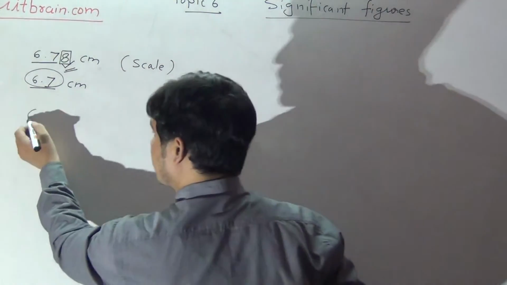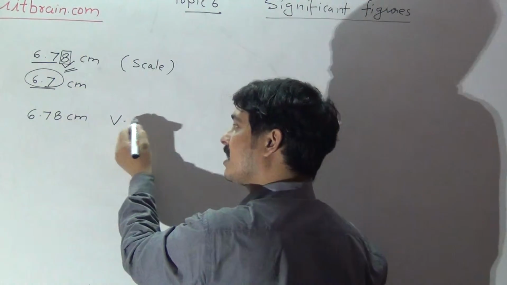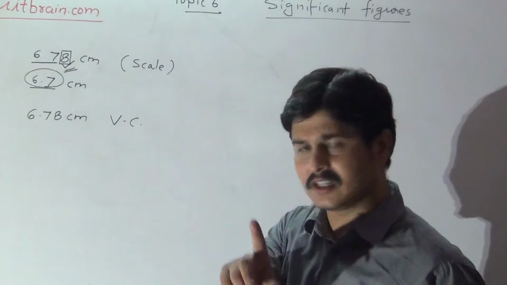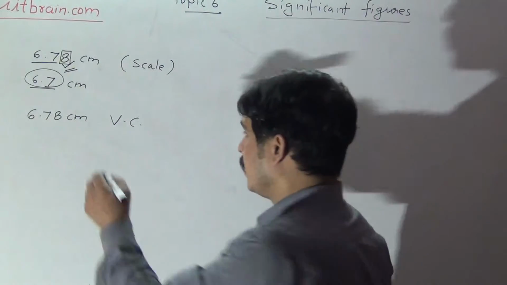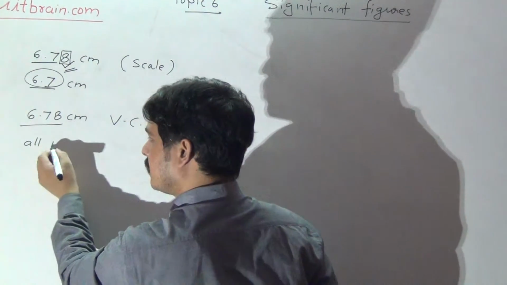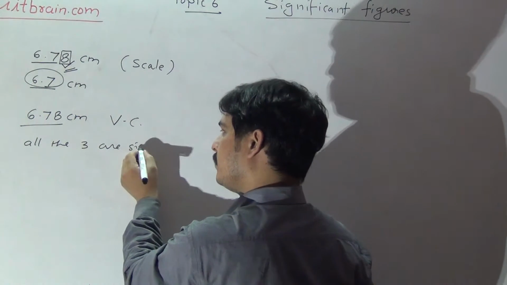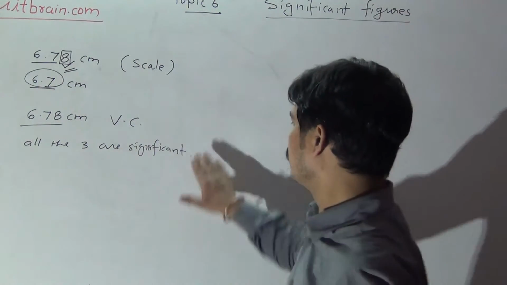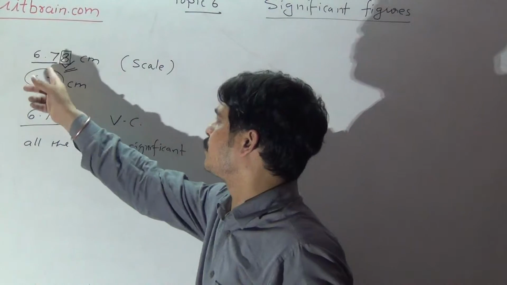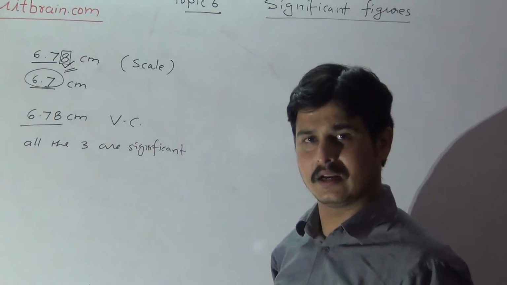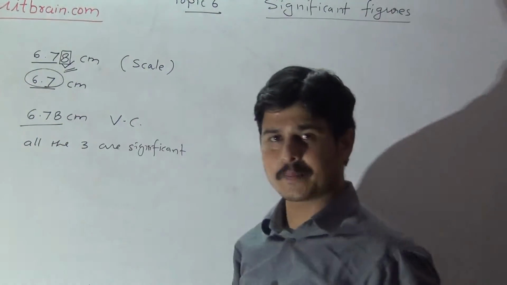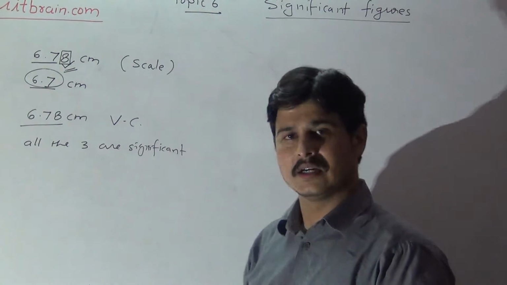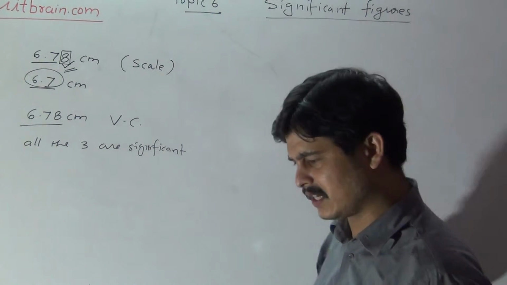But if the same reading 6.78 centimeter is made by vernier calipers, then according to fundamental, we know that the least count of vernier calipers is 0.01 centimeter. So on that we have all the three figures, all the three are significant figures. So in this way we can explain that if a number is 6.78 centimeter and the measurement is made by scale, then only two figures are significant in this explanation. But if 6.78 centimeter is measured by vernier calipers, then all the three figures are significant figures. So this is the basic fundamental of significant figures.